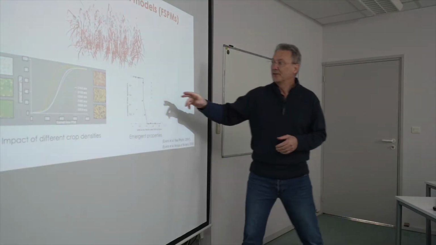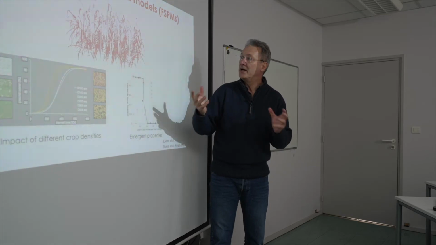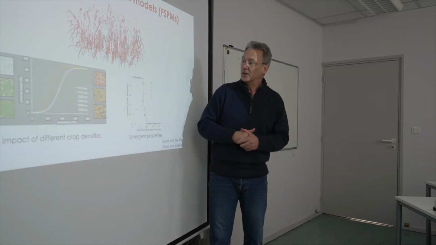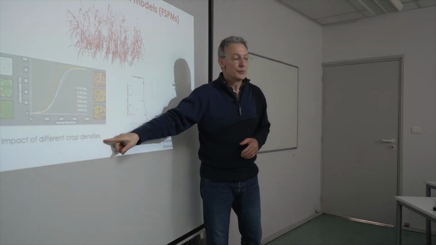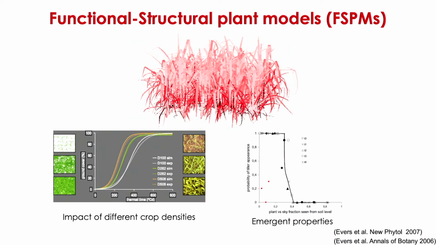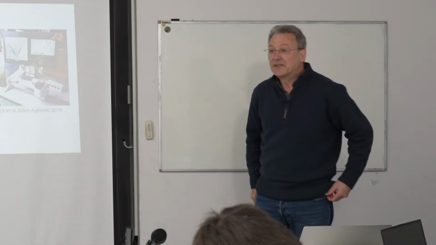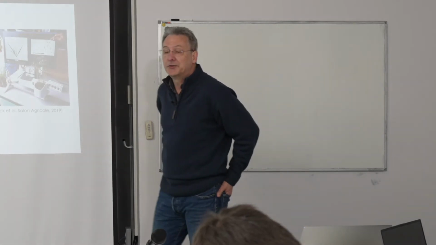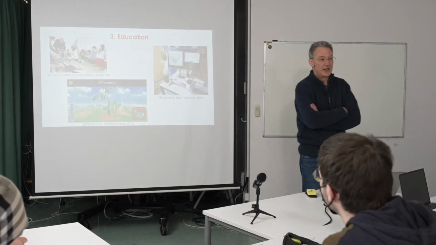Here, for instance, you would study how different plants might interact with respect to the light in order to interfere and to produce a certain density of crop in the system.